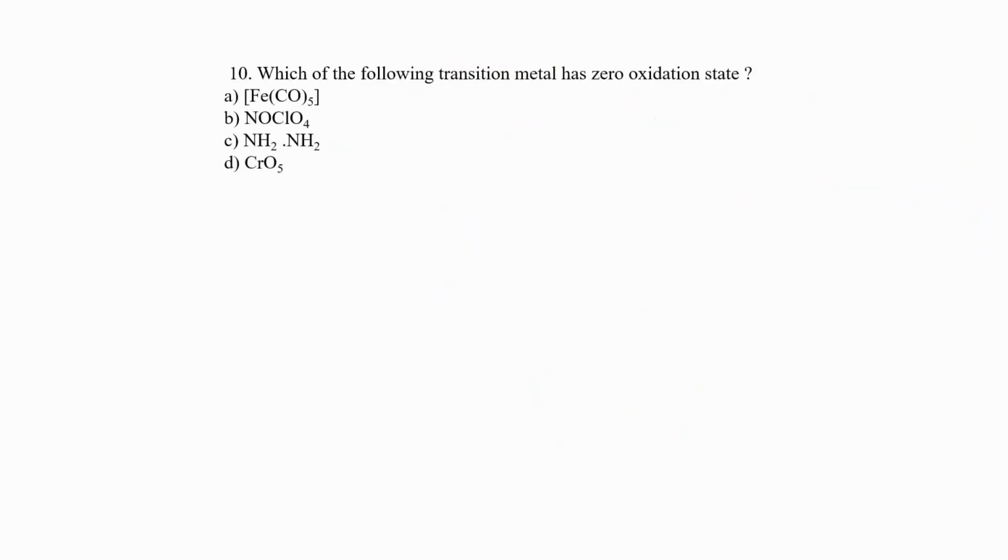Now the next question is very important. Which of the following transition metals has the zero oxidation state? So we keep in mind that it is giving the zero oxidation state. That means the metal is free, because I have shown here that when the metal is free, it will give the zero oxidation state.